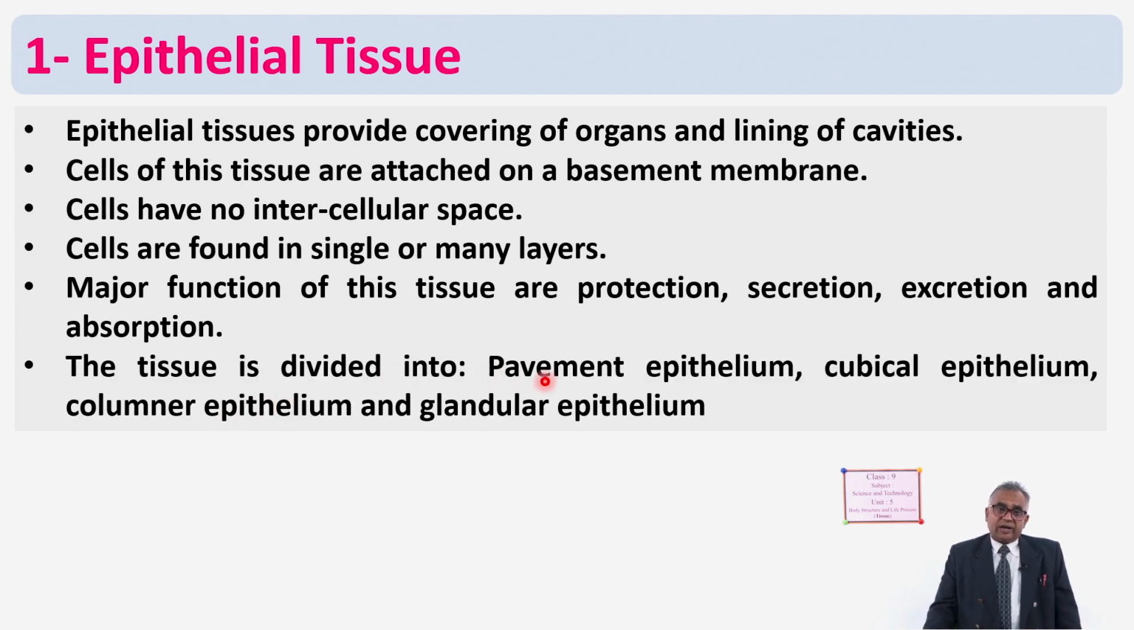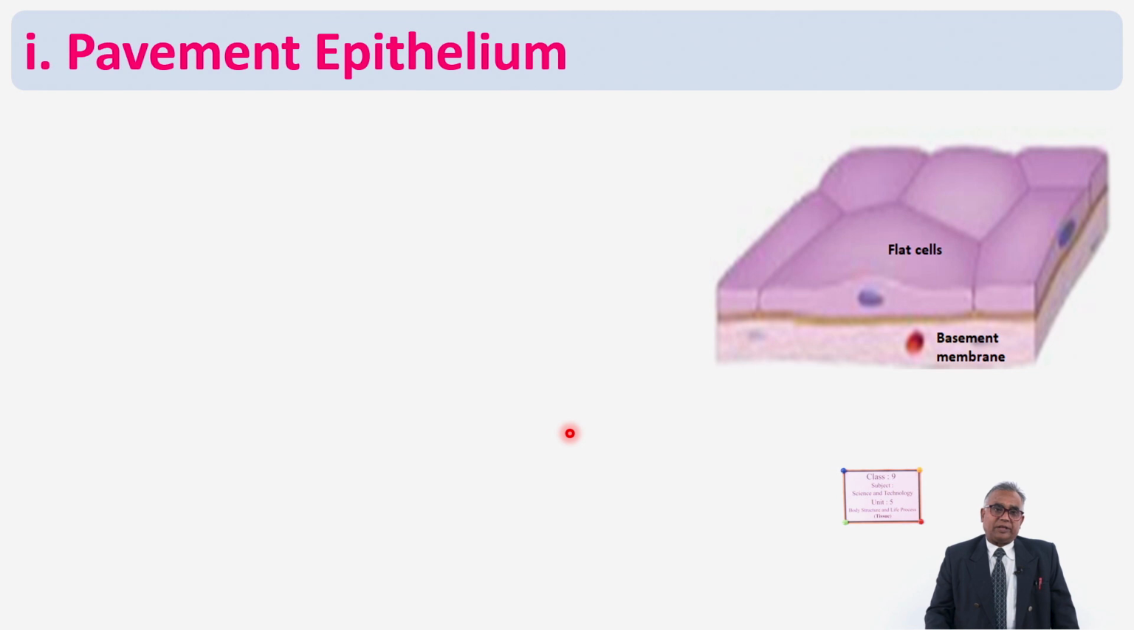The tissue is divided into different types: pavement epithelium, cubical epithelium, columnar epithelium, and glandular epithelium. There are 4 subtypes of epithelial tissue. Now, at first we are going to read about pavement epithelium.